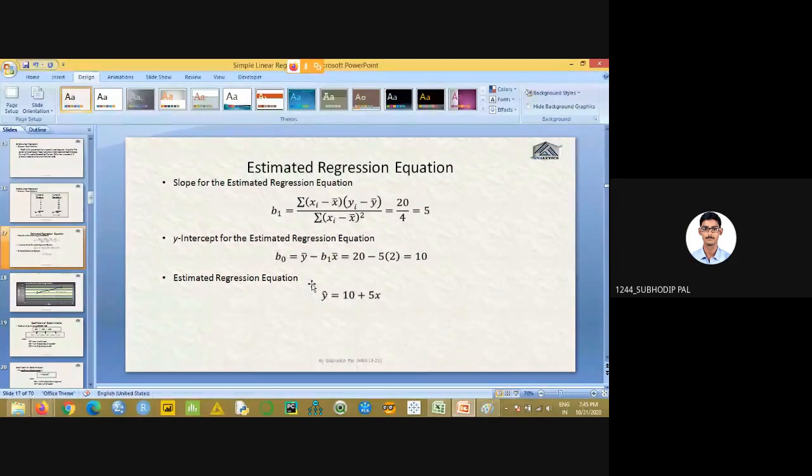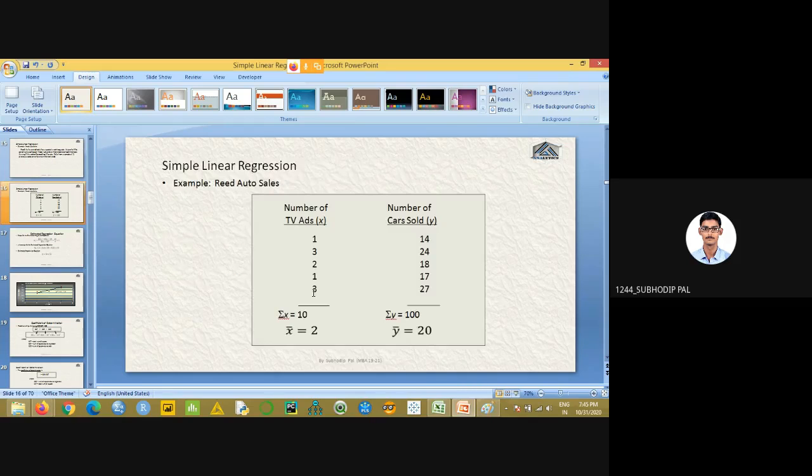So machine learning means what? The machine will be fed some data, and the machine will work accordingly, right? There are mainly three types of machine learning. One is supervised machine learning, one is unsupervised, and another one is reinforcement. This regression model comes under supervised machine learning. Supervised machine learning means we have already fed the data: this is the input variable and this is the output variable. The input variable is the number of ads, and this is the number of cars sold, which is the output. We are already feeding that. Simple linear regression is one example of supervised machine learning.